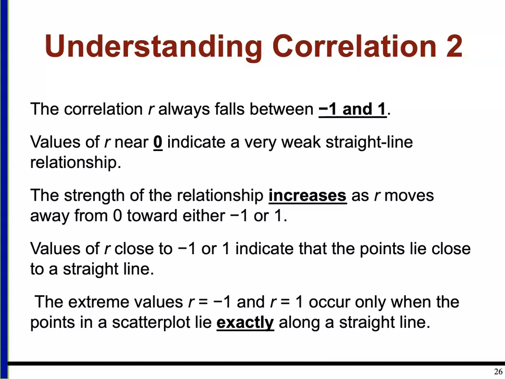Values that are near 0 mean that there's a very weak straight line relationship. But as you move towards -1 or 1, the strength is increasing. So the closer you are to -1 or +1 means the closer those points are lying on a straight line. The only time that you'll have exactly -1 or +1 is when the scatter plot is exactly on a straight line. So +1 and -1 both indicate the same relative strength. It's just they're in an opposite direction, whether you have a positive relationship or a negative relationship.